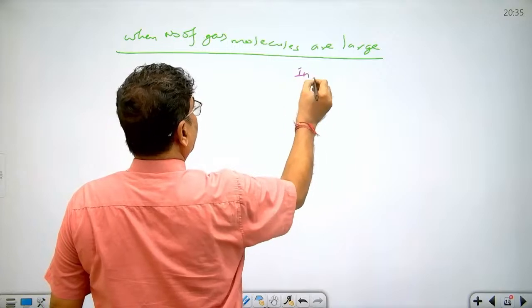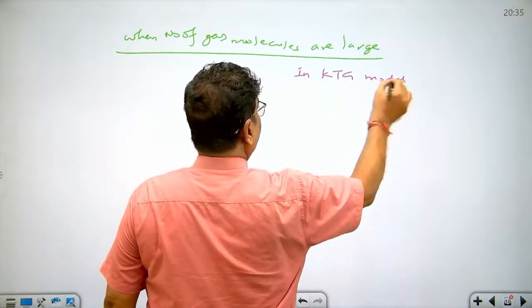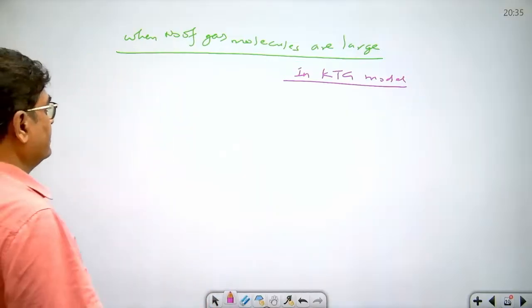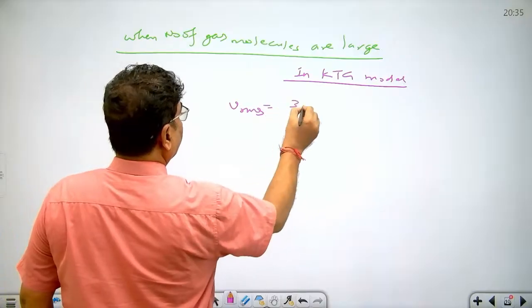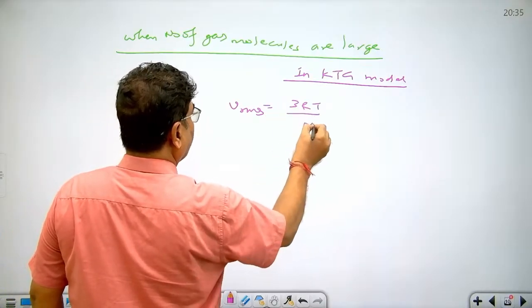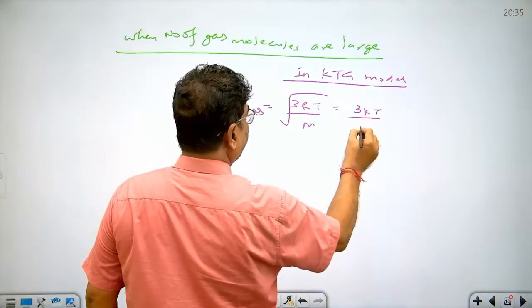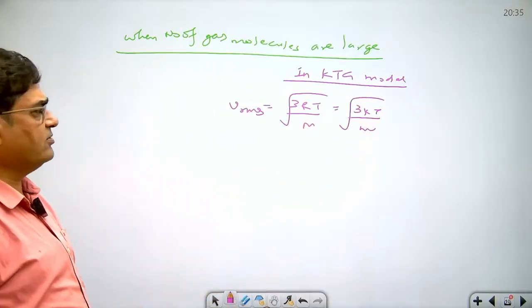In the KTG model, we will solve problems like this. RMS velocity is equal to under root 3RT upon M, where M is the molar mass, which is equal to under root 3kT upon m. Here k is the Boltzmann constant and small m is the mass of one gas molecule.